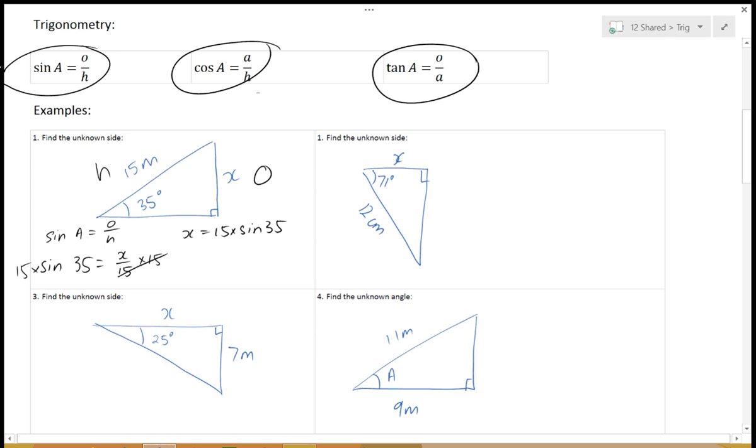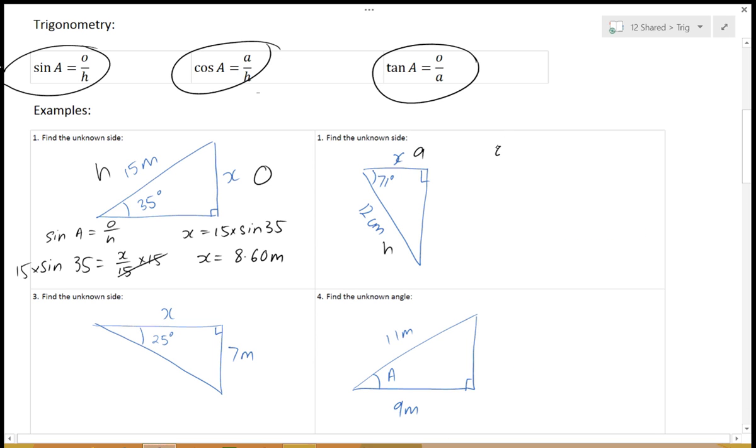Alright? When you put that in, you need to be careful that your calculator is in degrees and not in Fahrenheit. No, not in radians. Yeah. So x is 8.60 meters.